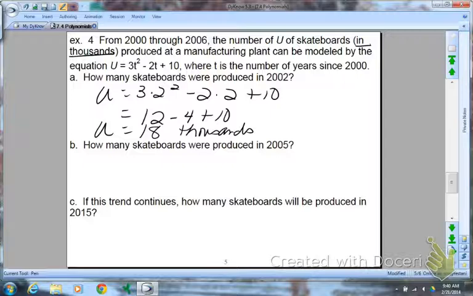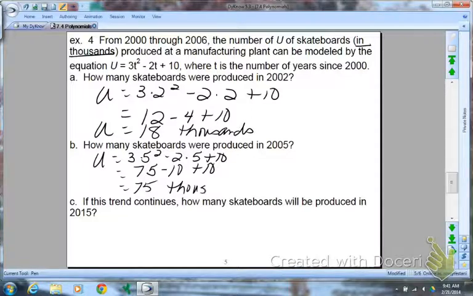Example B, how many skateboards were produced in 2005? So what would we plug in for t in this case? 5. Five squared is 25 times 3 is 75. Minus 10 plus 10 is 75. And again, that's thousands of skateboards.